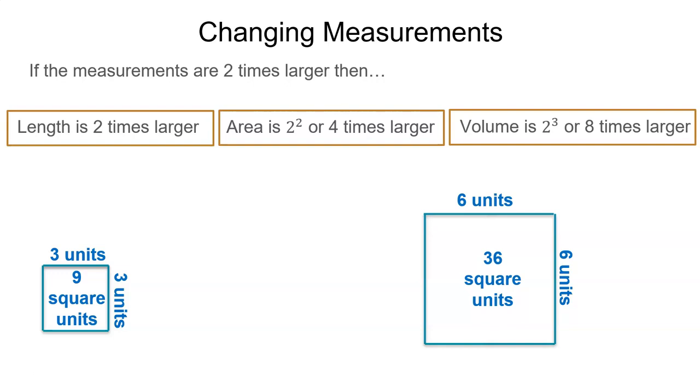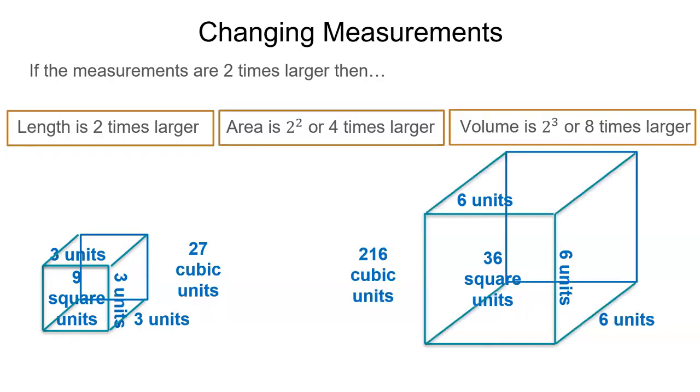For volume, if the original volume was 27 cubic units, if the dimensions are doubled, then the new volume would be 2 to the 3rd, or 8 times larger, making the new volume 216 cubic units. Please keep in mind that this pattern of change only happens when all of the dimensions of a figure are multiplied by the same factor.